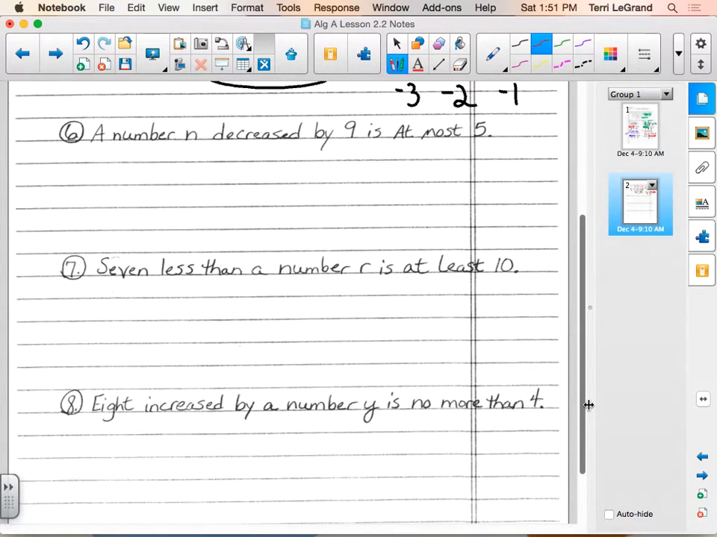Okay, let's do number 6. A number, n, decreased by 9 is at most 5.